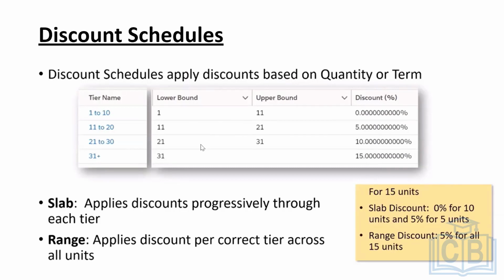If you have 25, then also first 10 is going to fall into the first slab. The other 10 fall into the 5% slab, and then the remaining 5 will fall into the next slab. So this is basically the difference. In the range, it will work like in block pricing. So 15 units will fall into the second slab, and 5% discount will be given on your 100 licenses when you are selecting a range. But when you are selecting a slab, it will fall slab-wise.